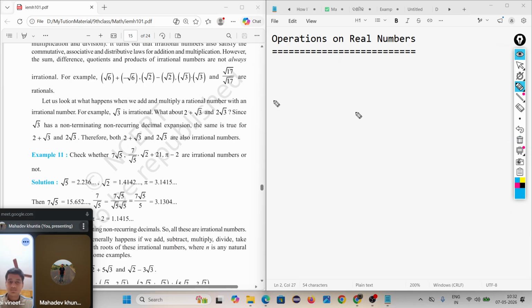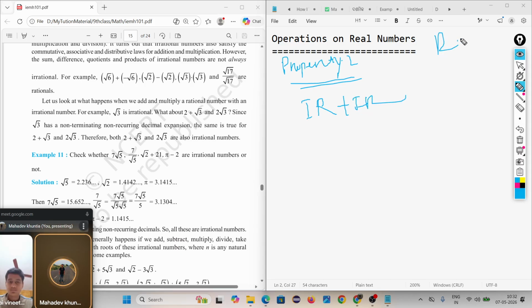Okay, then move to property number 2. Property number 2 is about irrational plus irrational. Okay, tell me, rational plus rational, what will your answer be? Rational. Rational minus rational, your answer will be rational.